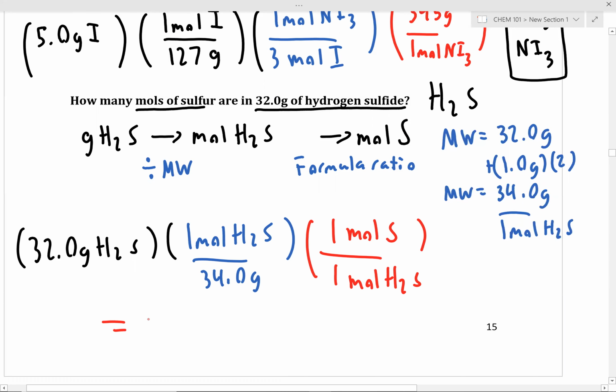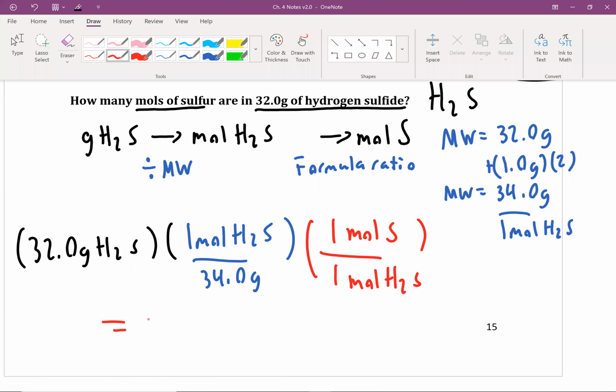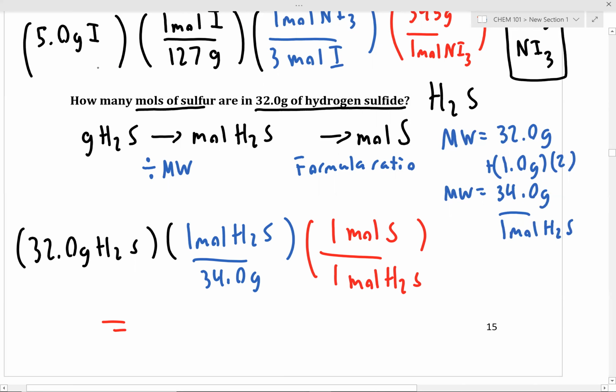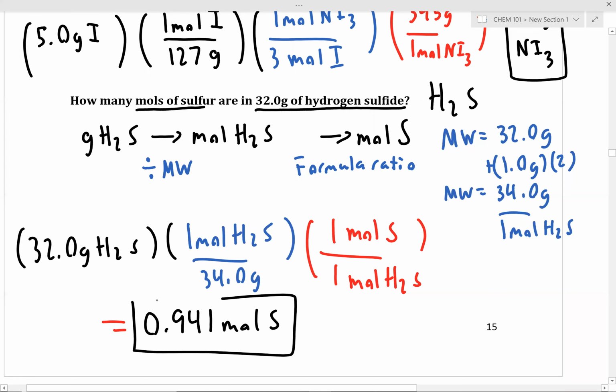So now all we have to do to complete this problem is punch it into our calculator. So we have 32 divided by 34. That gives us a grand total of 0.941 moles of sulfur. Does that make sense?